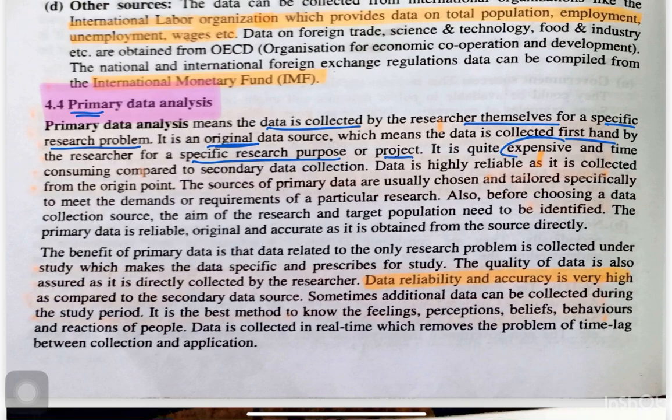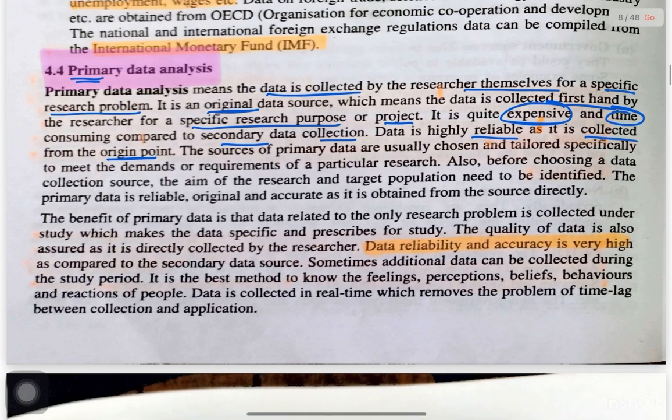It is of course quite expensive and time consuming as compared to secondary data collection. Data is highly reliable as it is collected from the origin point. There is no biasness, of course, from the point of view of the respondents; biasness can be there from the point of view of the researcher. The sources of primary data are usually chosen and tailored specifically to meet the demands or requirements of the particular research of such researcher only, right?